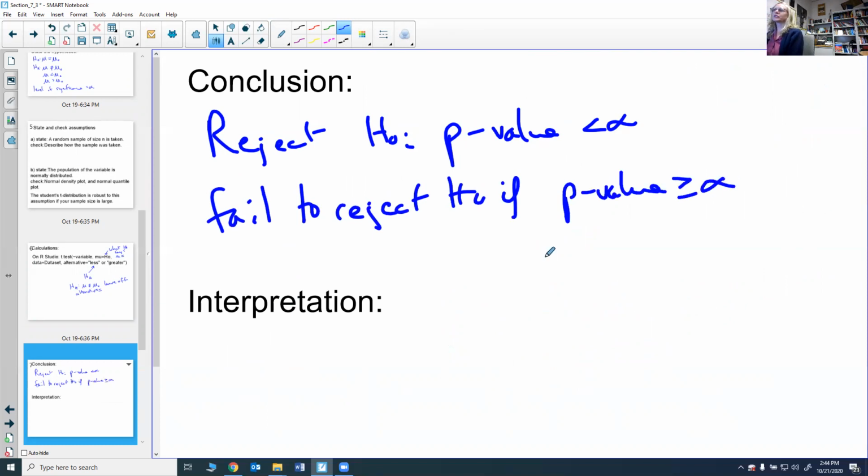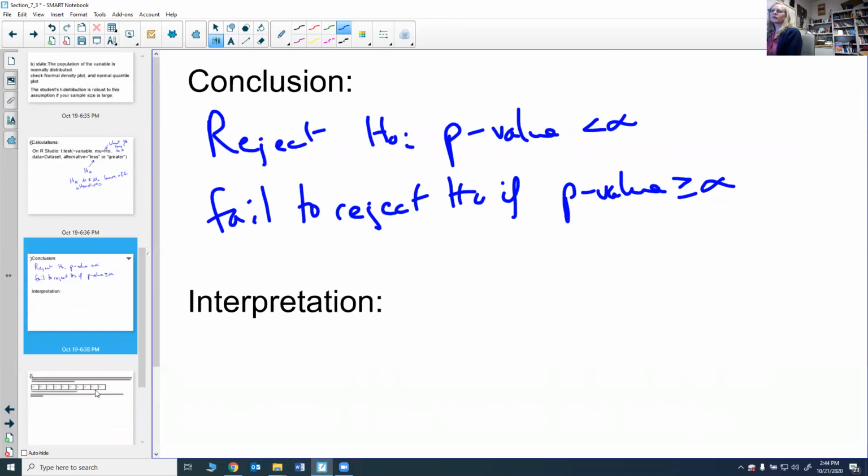And then you'd have your same interpretations. There either is enough evidence to show HA or there's not. So let's go ahead and do an example of this.